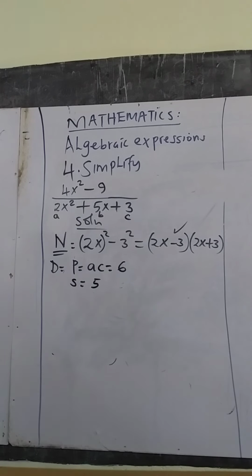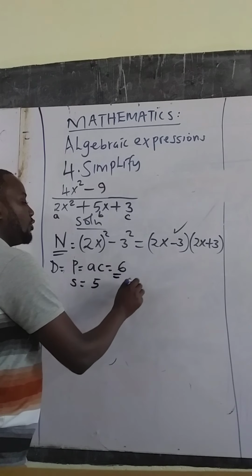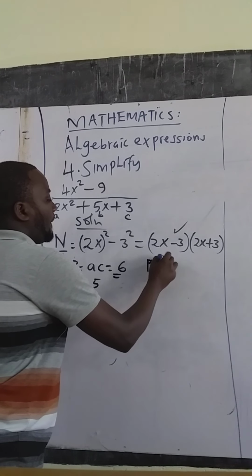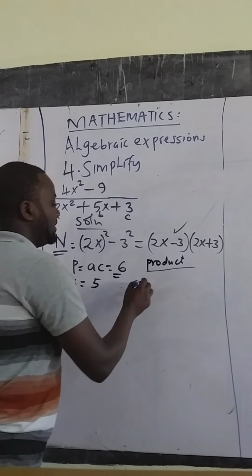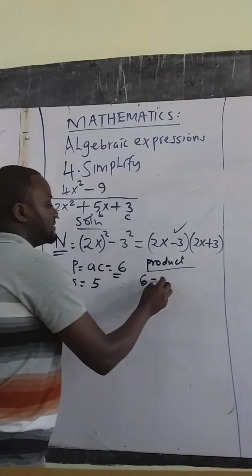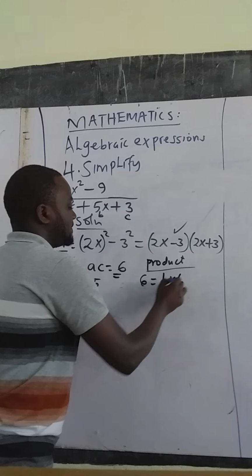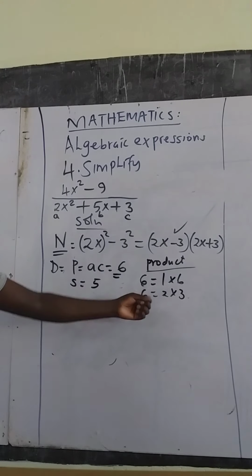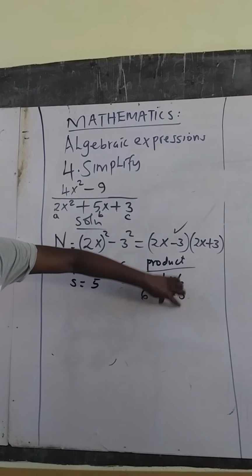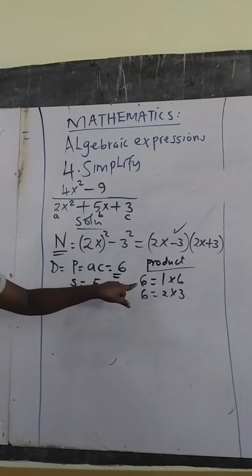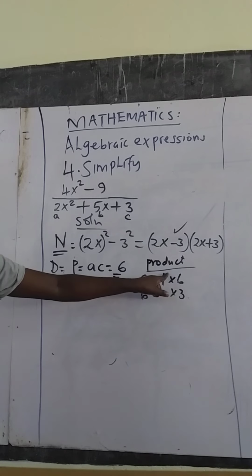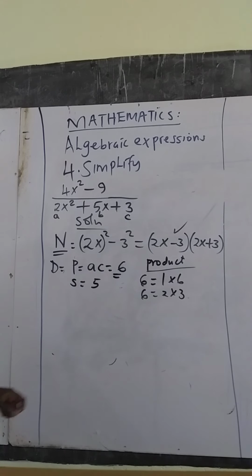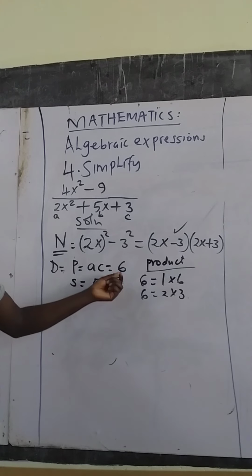How do we get the numbers? Mostly we consider the product. How do we get 6? You can get 6 by multiplying 1 by 6, and also 6 equals 2 by 3. These are the only numbers we can manipulate to give us 6, and the sum should be 5. Now, product is 6, the sum is 5.